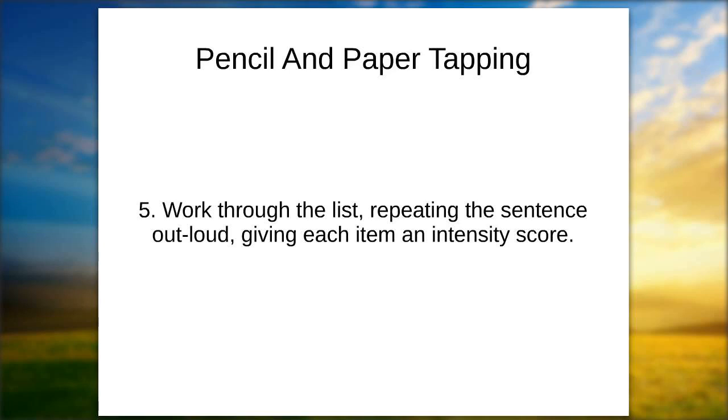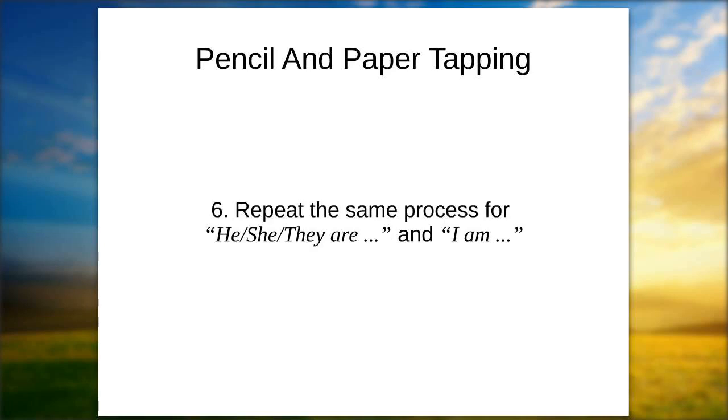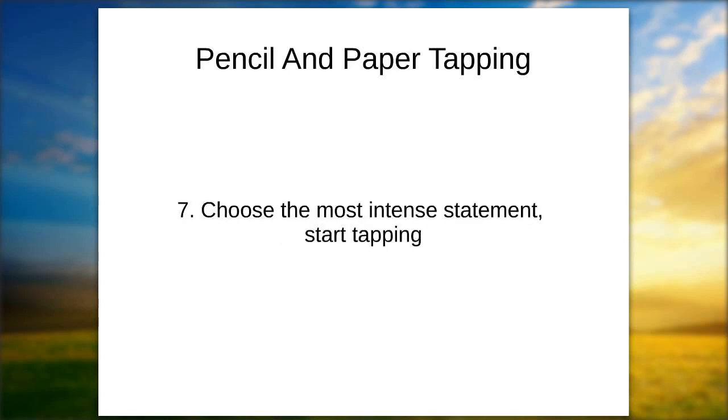So give each item an intensity score. And then repeat the same process for he, she, or they are, whoever the other person is. And then finally again for I am, the part of yourself that has the feelings or is in the experience. Okay, so now you've got three perspectives, three lists of aspects, each with scores.